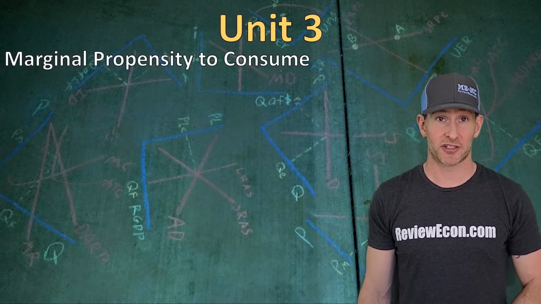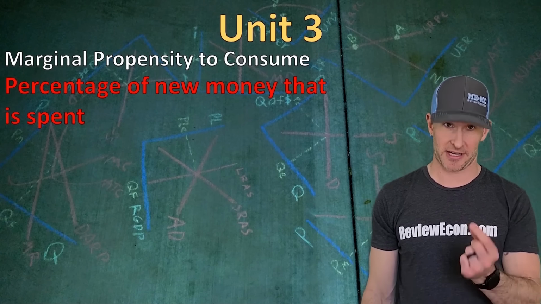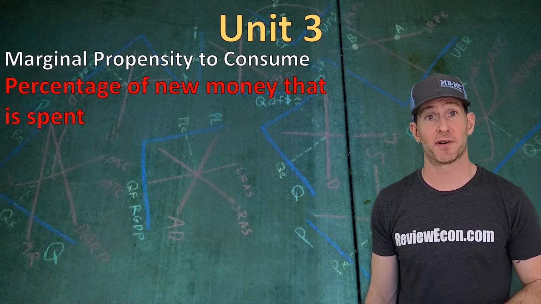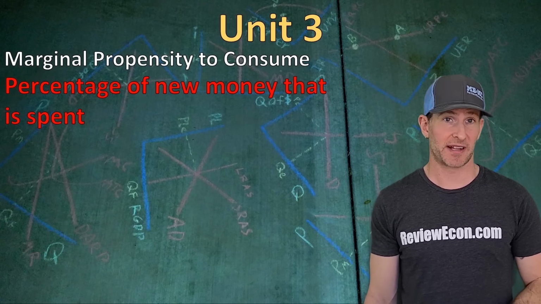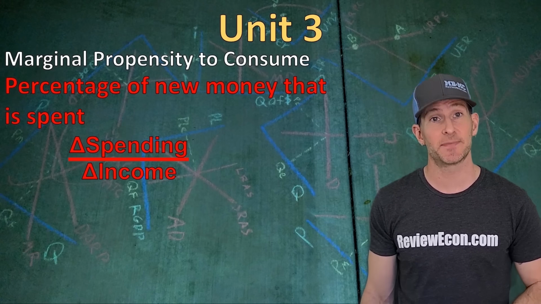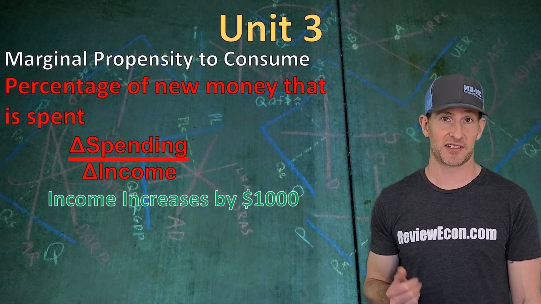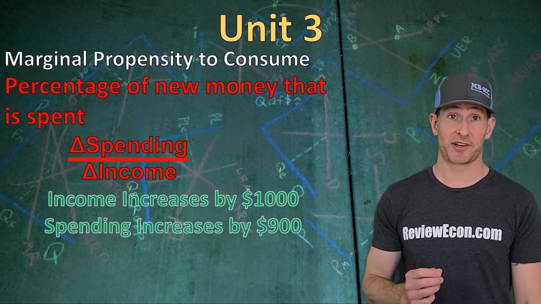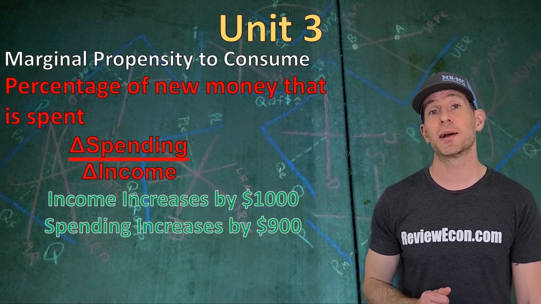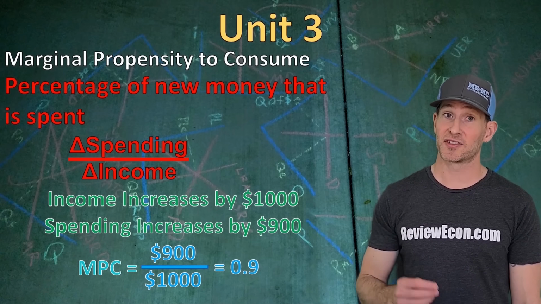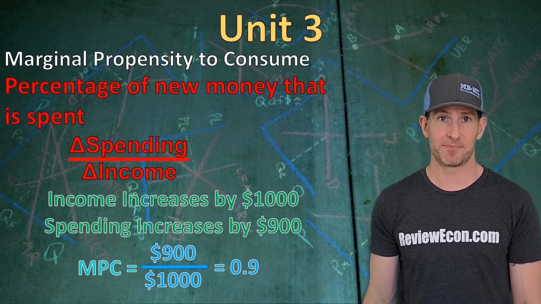Marginal propensity to consume, on the other hand, is the percentage, again expressed as a decimal, of new income that is spent as opposed to saved. The formula for the marginal propensity to consume is the change in spending divided by the change in income. So if my income increases by $1,000 and my spending increases by $900, what's my marginal propensity to consume? $900 divided by $1,000 gives me 0.9 as my MPC.